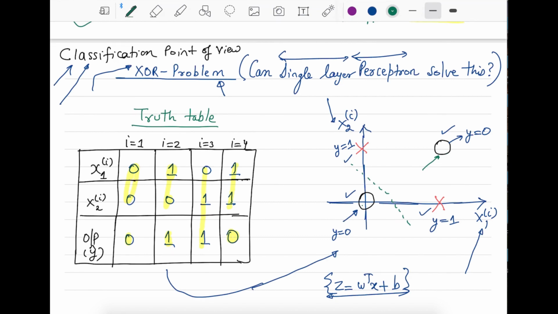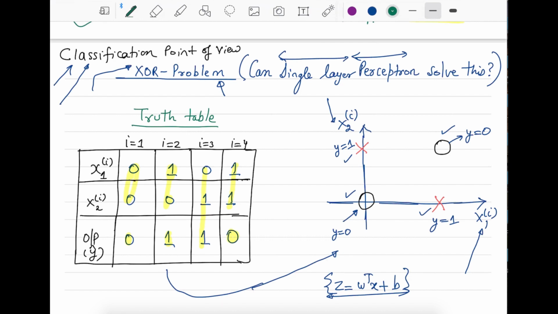And if you do it the other way around, let us say like this, then the outlier will be this one. Because the perceptron always implements a straight line, that is the problem. You cannot solve this problem using a single layer perceptron.